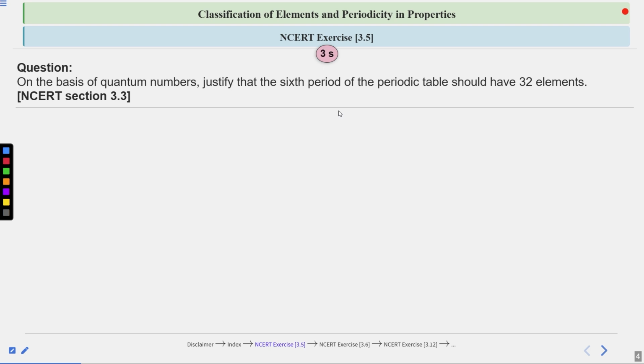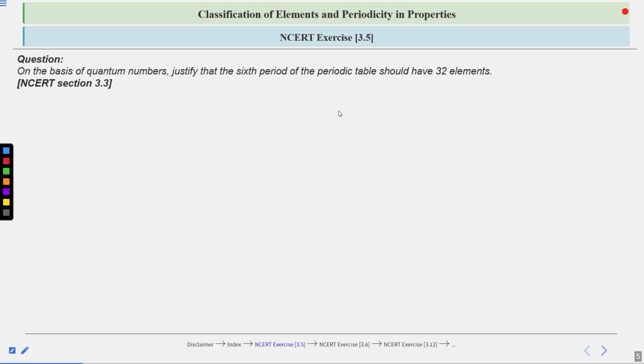Okay, so your time is up. We know that the 6th and 7th periods have 32 elements. But how do we know it? Let us go step by step to understand this. What is the first step? The first step is that we know that there are 32 elements in the 6th period.